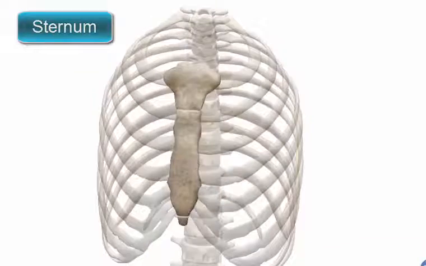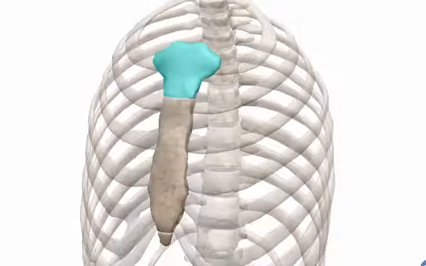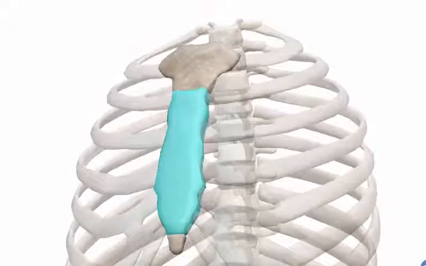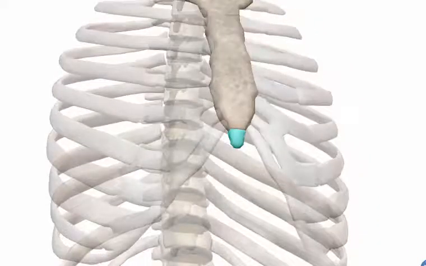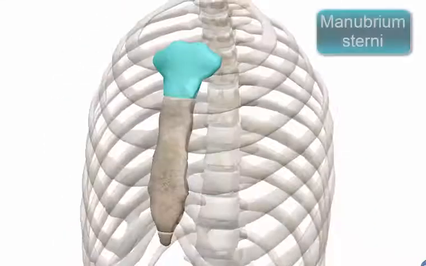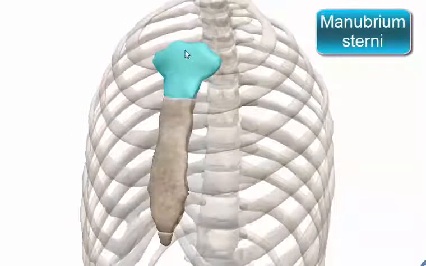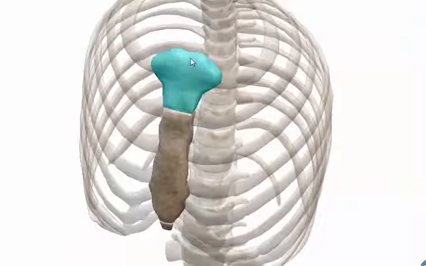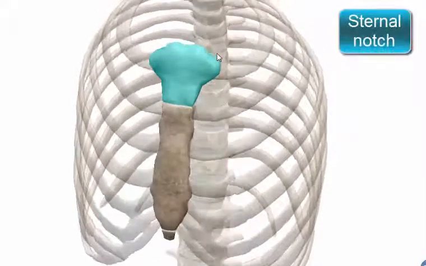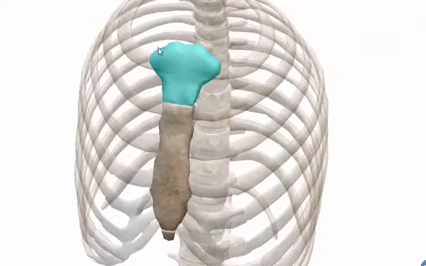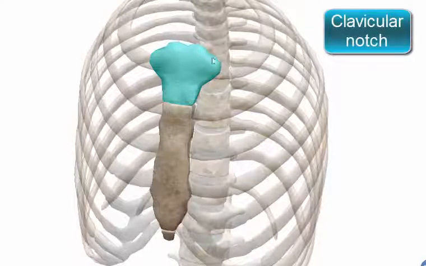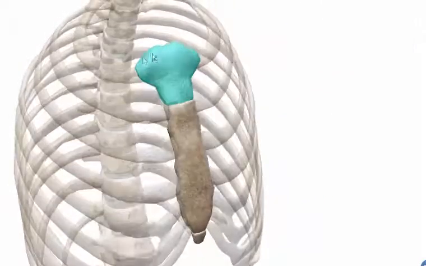It is composed of 3 parts. The first, the highest part, is the manubrium sterni. The next long part is the body of the sternum, and finally below here is the xiphoid process. The manubrium sterni has some notches on it. On top of it you can see the sternal notch, which is also called the suprasternal notch or jugular notch. Laterally here we have the clavicular notches as well. Clavicular notches are actually the articular surfaces which articulate with the clavicle.